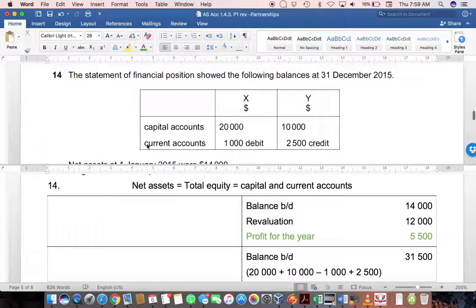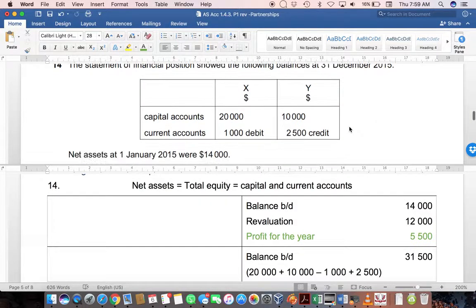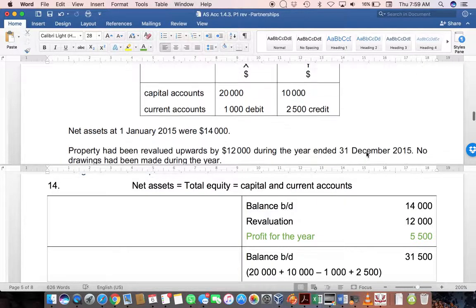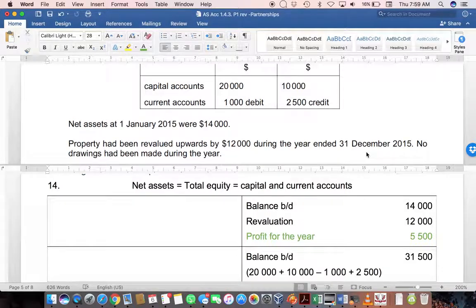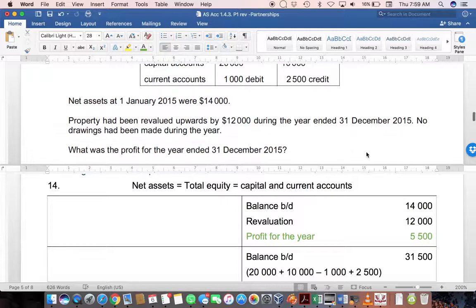Now, we need to quickly check our dates. The $14,000 is on the 1st of January 15, and these balances are all on the 31st of December 2015. In other words, these are my end balances, and this 14 is my beginning balance. It's very important to make sure that you do get your dates correct. Property has been revalued upwards by $12,000 during the year, and no drawings had been made. The question asks, what was the profit for the year ended 31st of December?